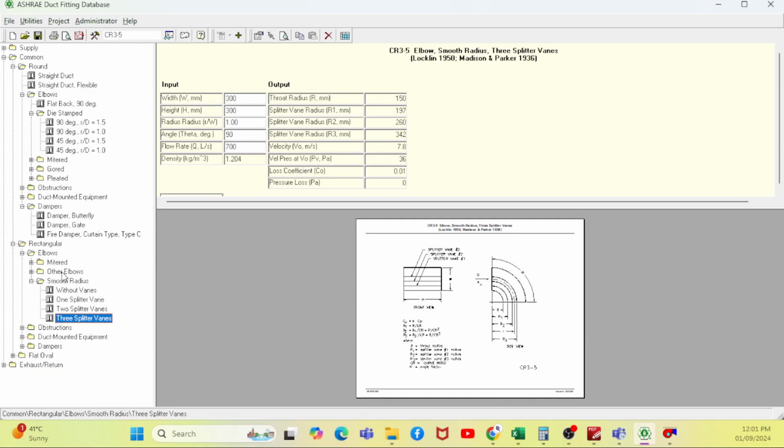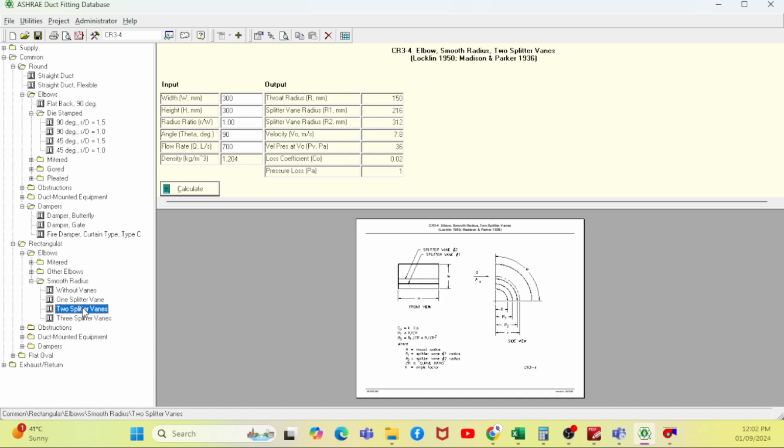The other elbows, don't look at those, because they are for different types of duct material. If you are going for PPR ducting or any plastic ducting, they cannot make a rectangular one. What they will do is make different joints. That is why there are other types of elbows, but no need to go there. We have GA ducting, which has a smooth elbow, so always you can go with the smooth elbow. In the smooth elbow, there are different options available: without vanes, 1 splitter, 2 splitter, 3 splitter.